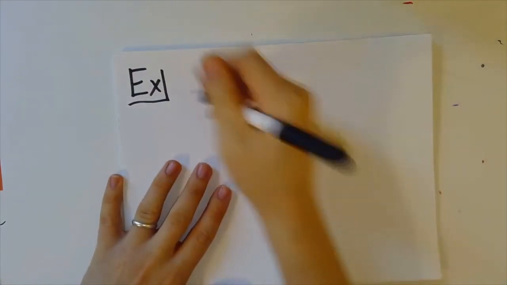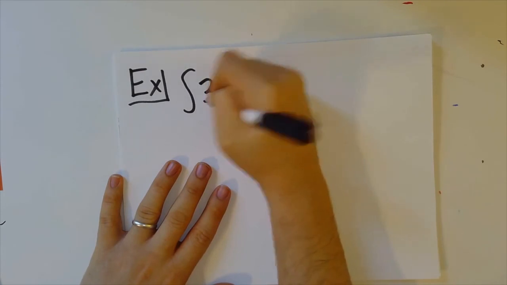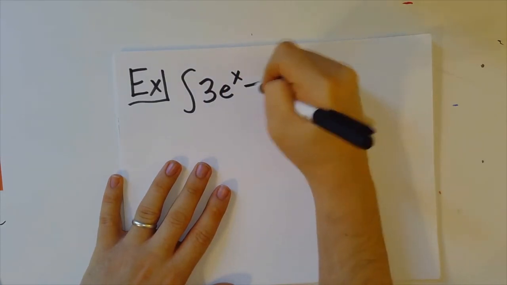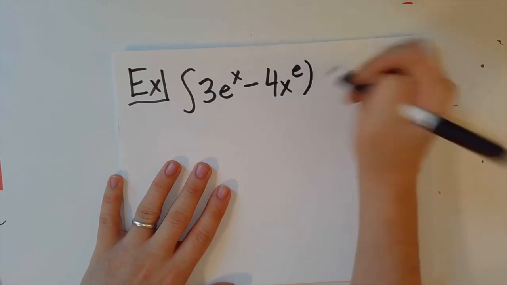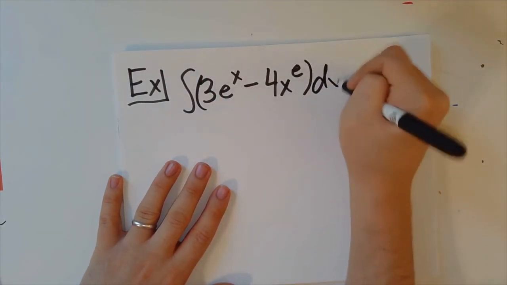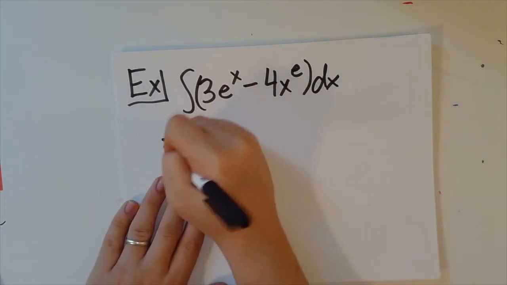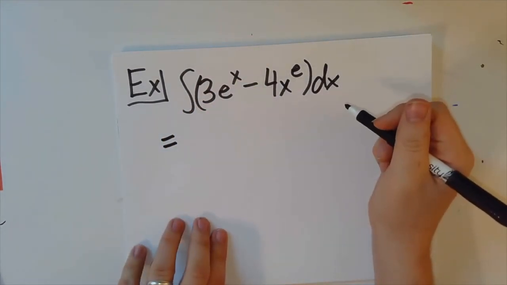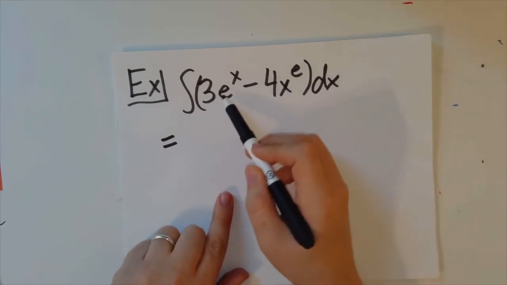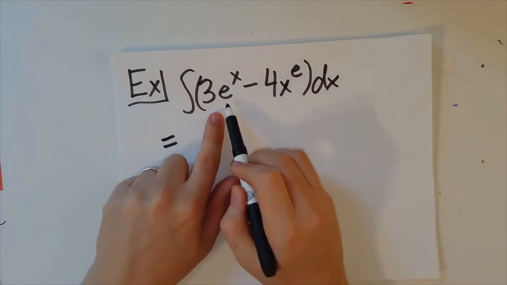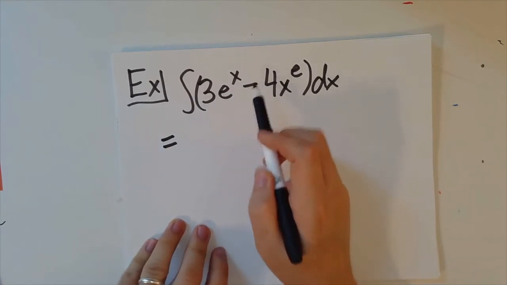Last up, let's do the integral of 3e to the x minus 4x to the e dx. Okay, so here I know because the derivative of e to the x is e to the x, the integral of e to the x is e to the x.